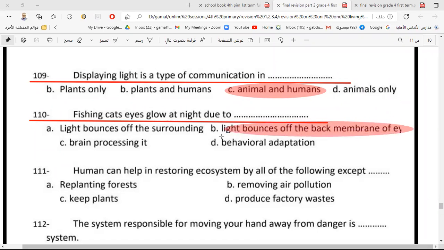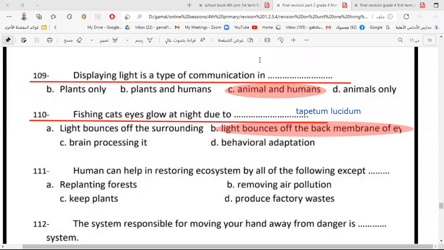Very good, my son, you are a hero. Thank you very much, Muhammad Mustafa. Do you know the name of this membrane? You remember? Tapetum lucidum, the membrane which reflects the light in the back of the eye. I have many heroes here in grade four, mashallah. Thank you very much, my son.